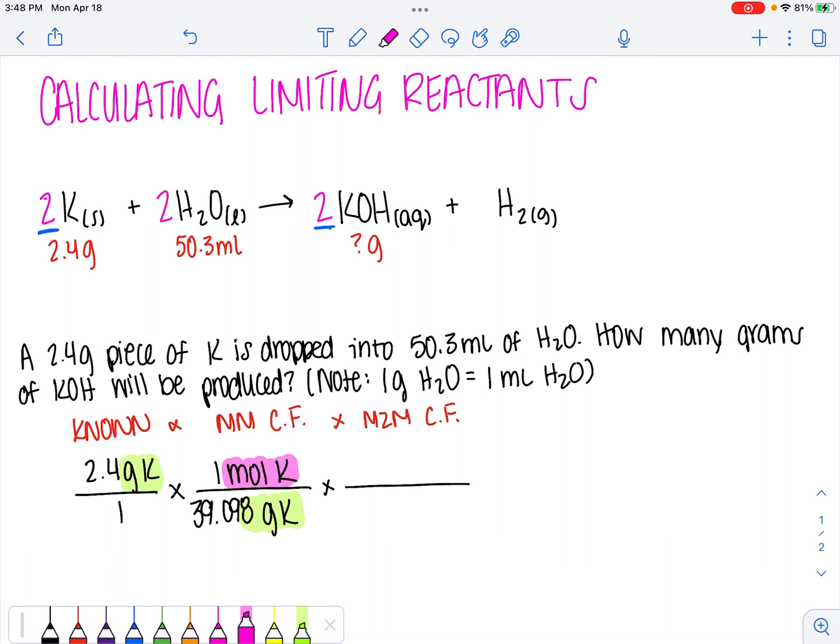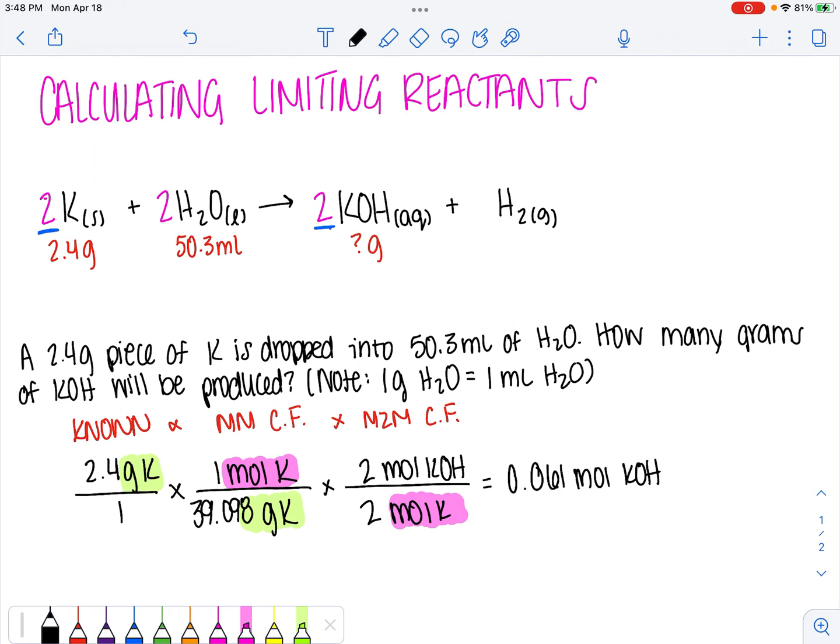We want to get this unit of moles of potassium to cancel, so we know it has to end up in the denominator of our fraction. So we have 2 moles of potassium per 2 moles of potassium hydroxide. And we can pause here because this is the unit we want to end up with to calculate our theoretical yield. So if you throw this in your calculator, you should end up with an amount of moles at 0.061.